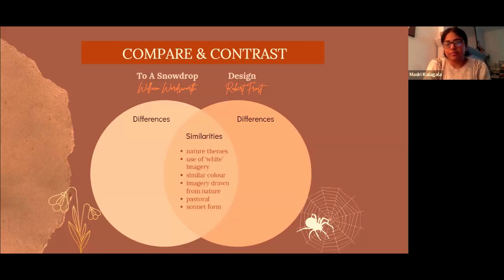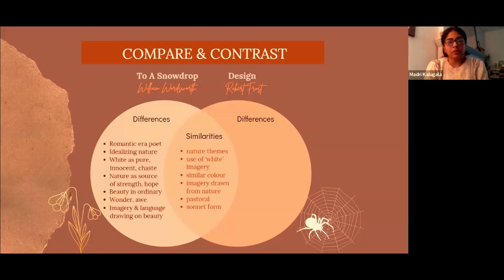So similarities. There'll obviously be things that we spoke about. There's the nature theme. There's the use of white imagery. And there's the similar color theme that they're using, and imagery that's drawn very much from a pastoral, rural, natural environment, and the sonnet form, which was similar. So when you get this kind of question in your exam, the first thing you do is connect points. What are these? What have I thought of before? Quickly jot them down. Then you look at the differences.